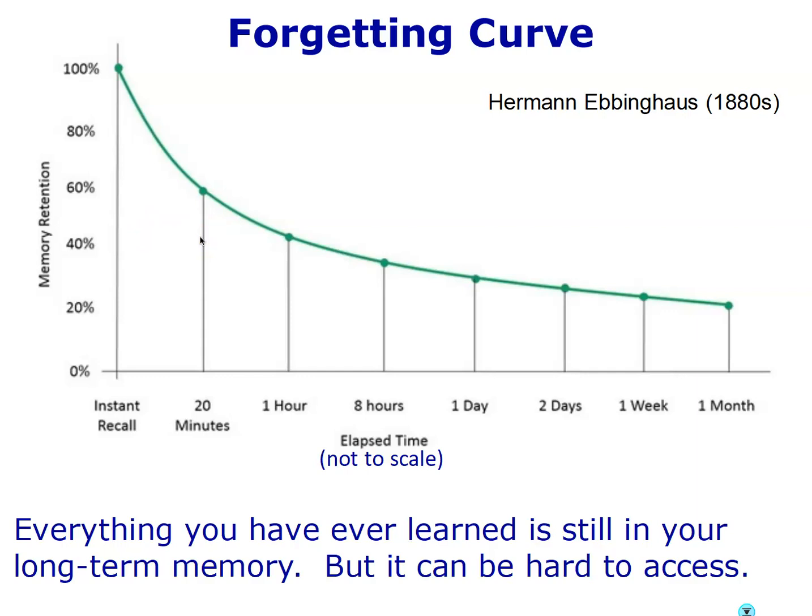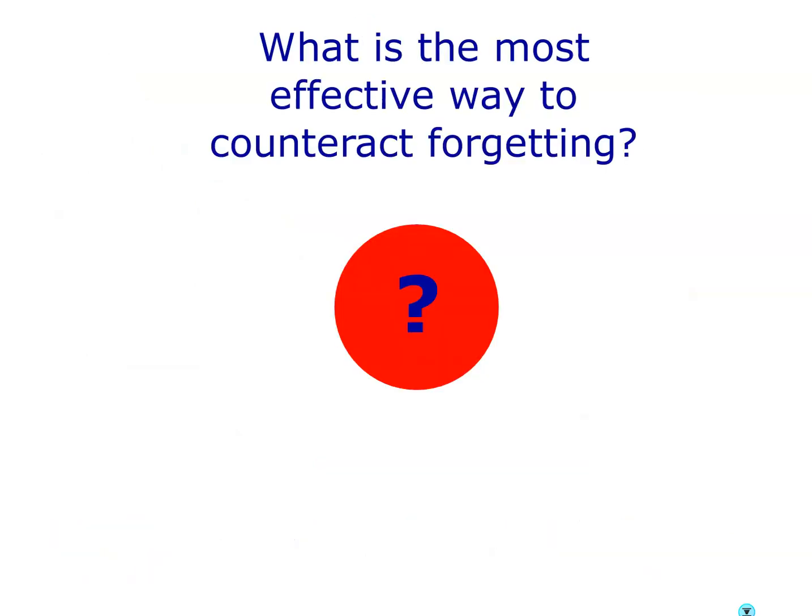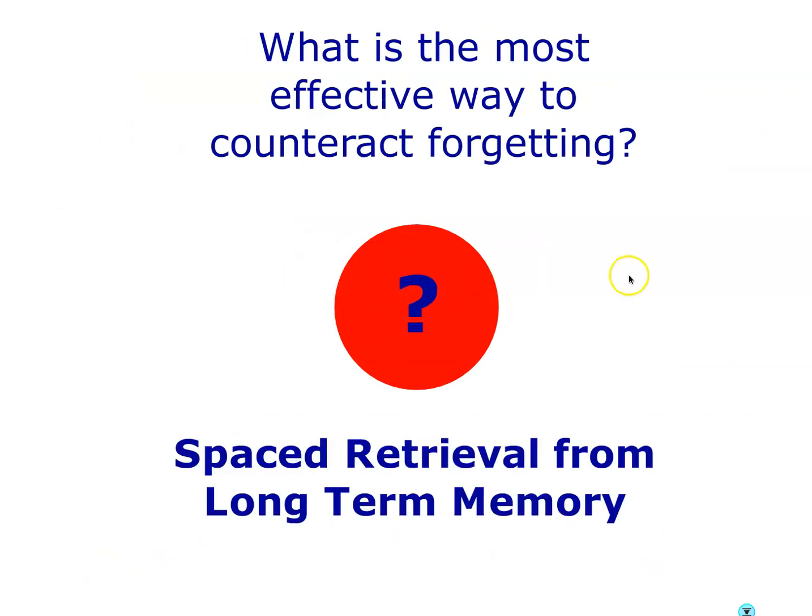So the information is still there. You never forget anything that you've learned. But what can happen is retrieving that information becomes more and more difficult. So how do we fix that problem to make the retrieving easier and easier? So what is the most effective way to counteract forgetting? And the answer is, excuse me, spaced retrieval from long-term memory. So what exactly does that mean?